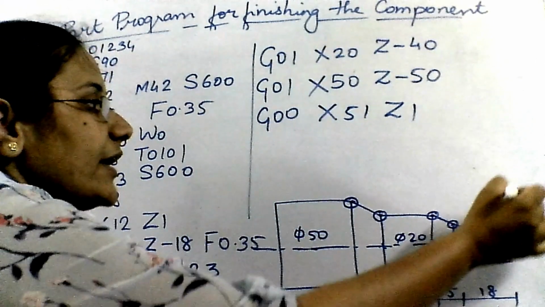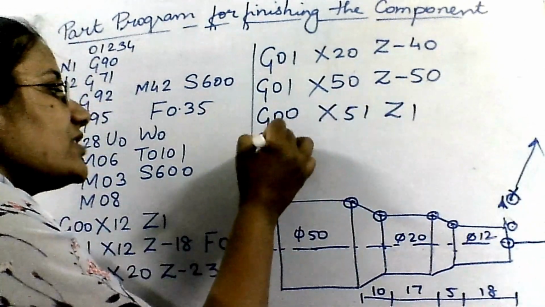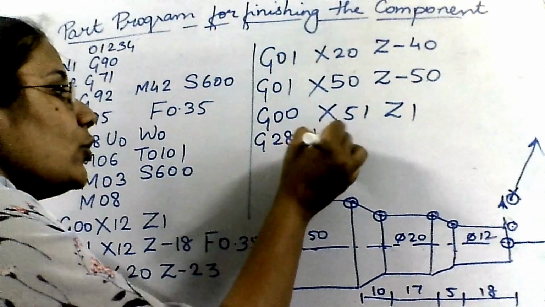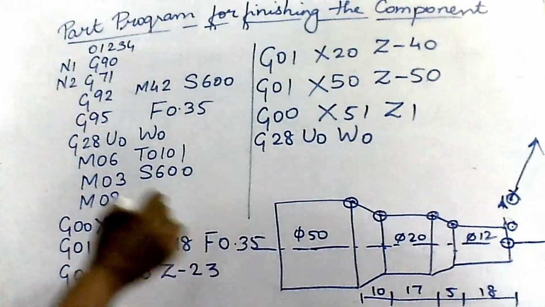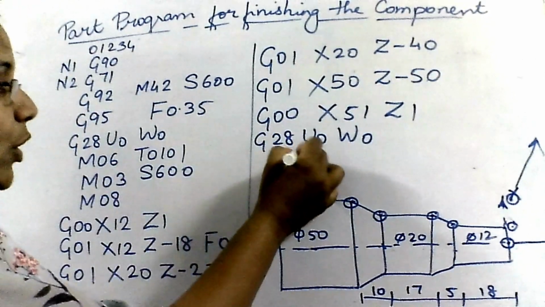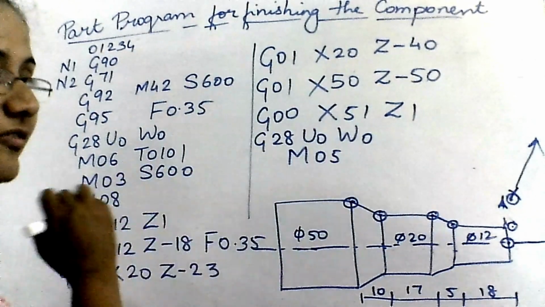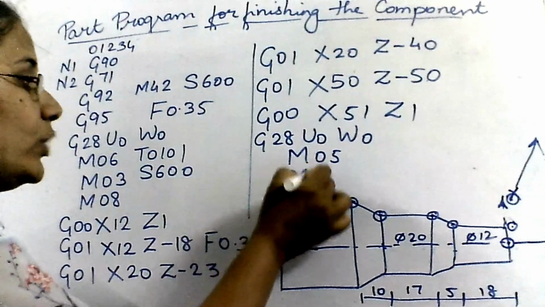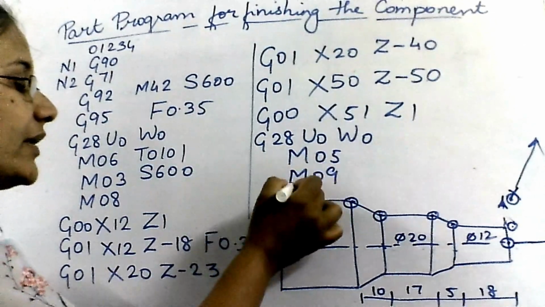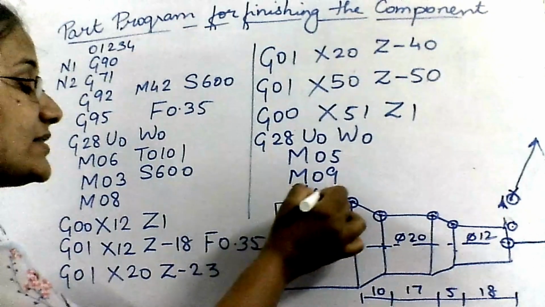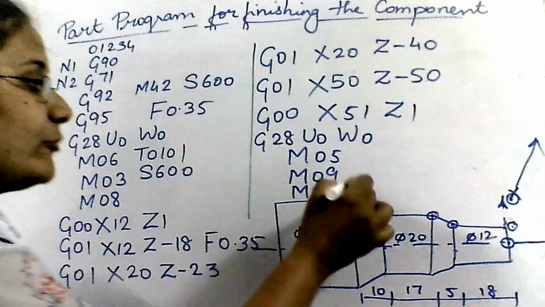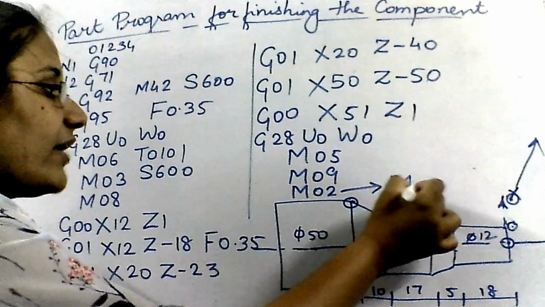After that I'll take the tool to home position, that's G28, U0, W0. After that next I have to off the spindle, that's M05. Then I have to off the coolant, that's M09. Then I have to end the program, that's M02. And then I have to end the tape and rewind, that's M30.